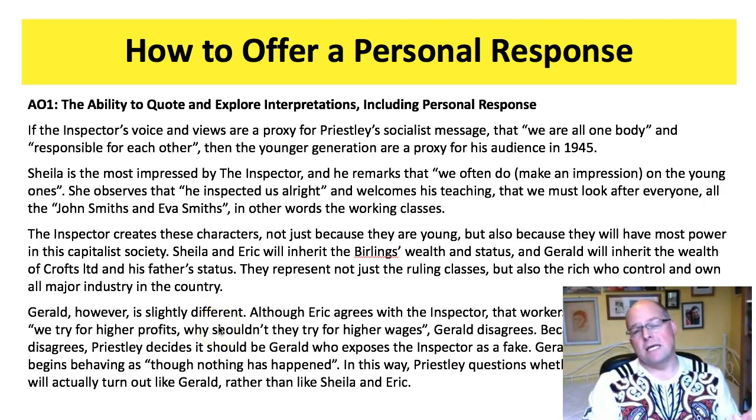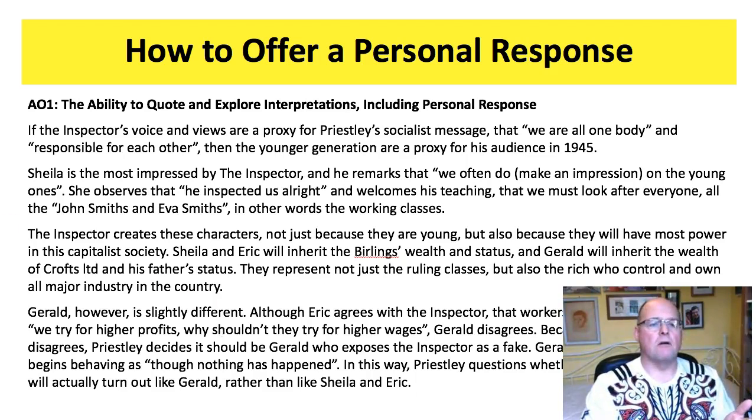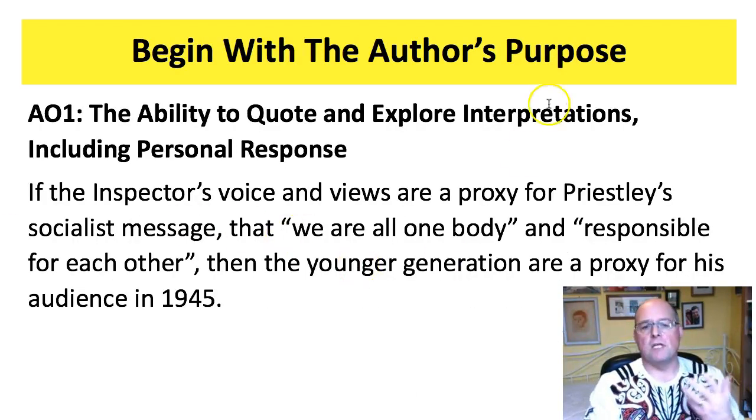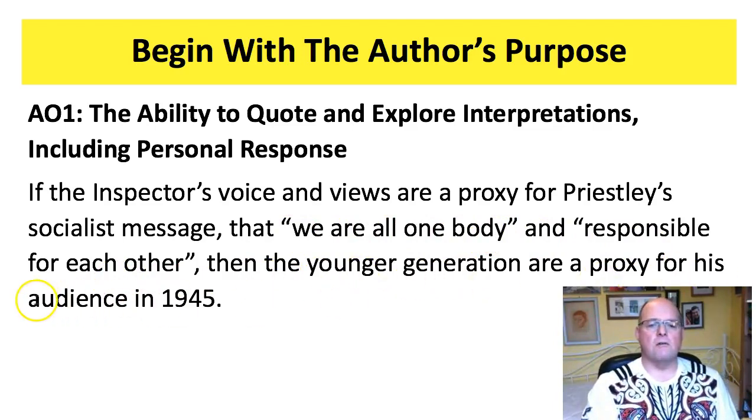So that's what it looks like in its entirety. That's the beginning of my essay as a whole, and I'm going to break that up for you into different little paragraphs. So first off, the author's purpose. If the inspector's voice and views are a proxy for Priestley's socialist message that we are all one body and responsible for each other, then the younger generation are a proxy for his audience in 1945. So you can see from this that the question must have been about the younger generation. How have I shown the author's purpose?